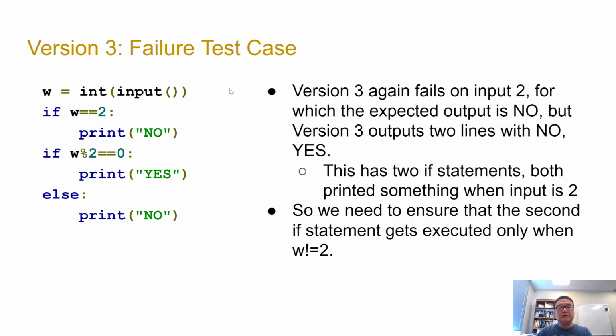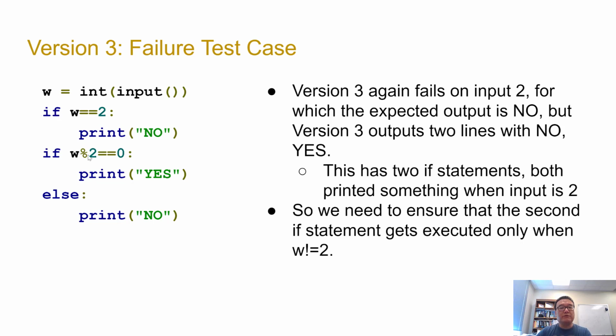So it turns out this also fails on input 2. The expected output is no, and this version will output 2 lines. The first line is no, the second line is yes. If you follow the program and mentally execute it, I hope it should be clear.